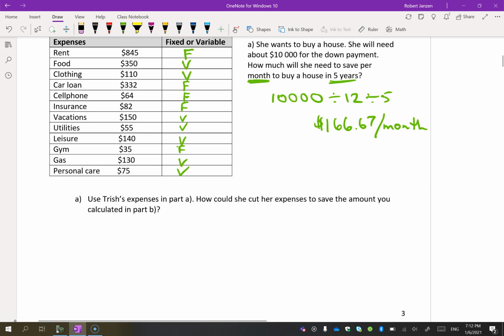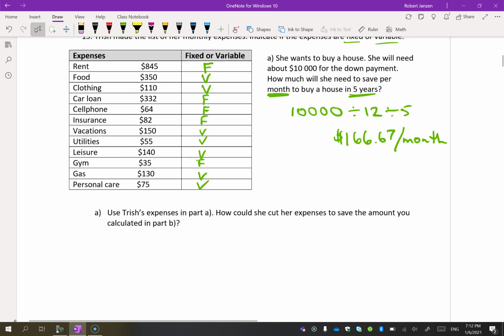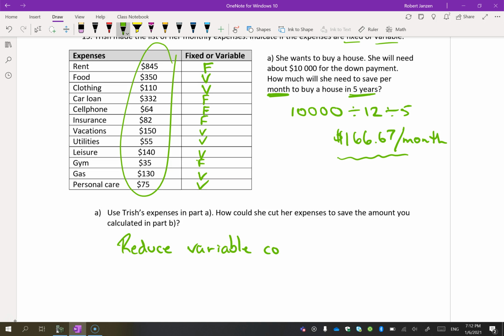Okay. So use Trisha's expenses in part A. How could she cut her expenses to save the amount you calculated? So here's the question. If she wants to save this much this month, which one of these can she cut? Okay. So the easiest way to save money is to reduce variable costs. It's hard to change fixed costs. Okay, if you want to change fixed costs, then you probably need to change your lifestyle a little bit.